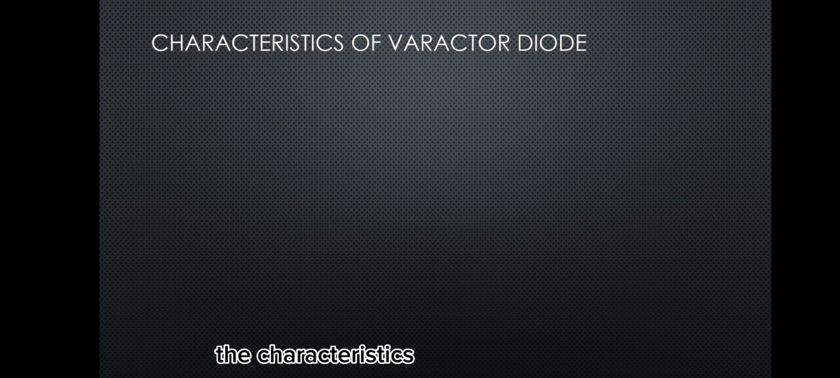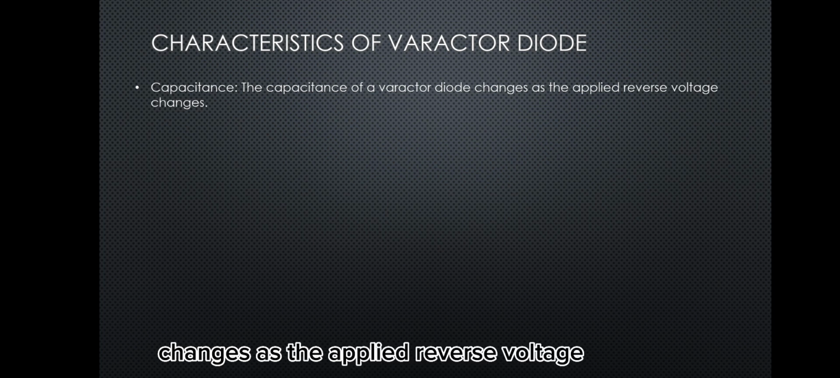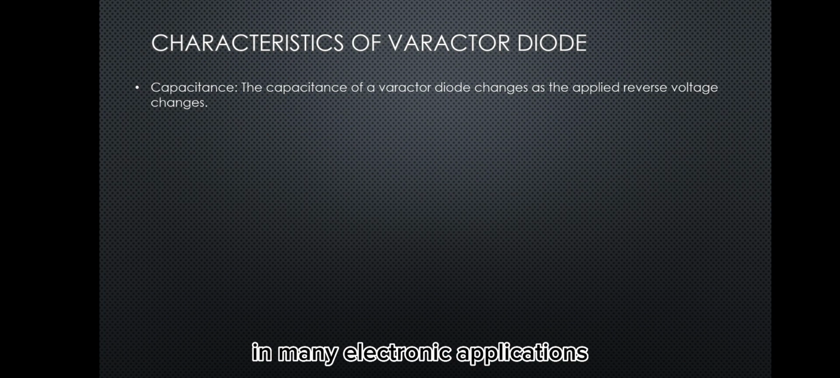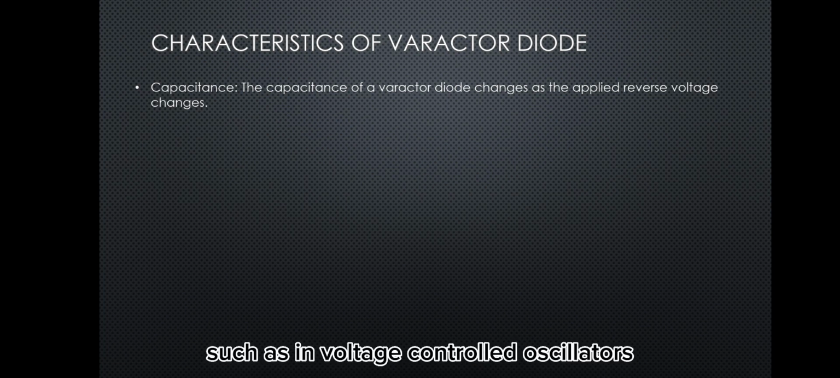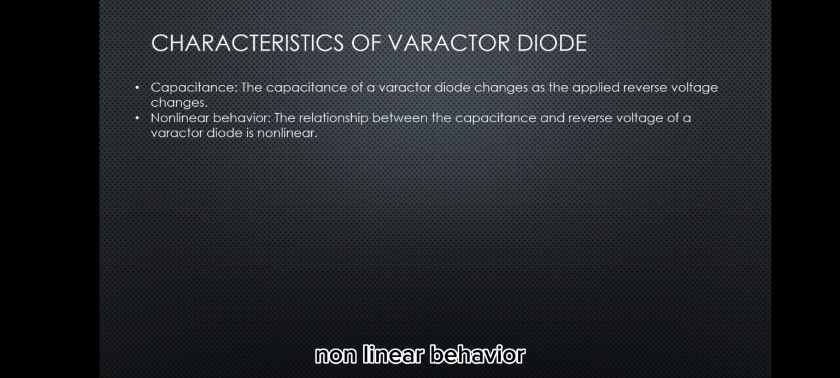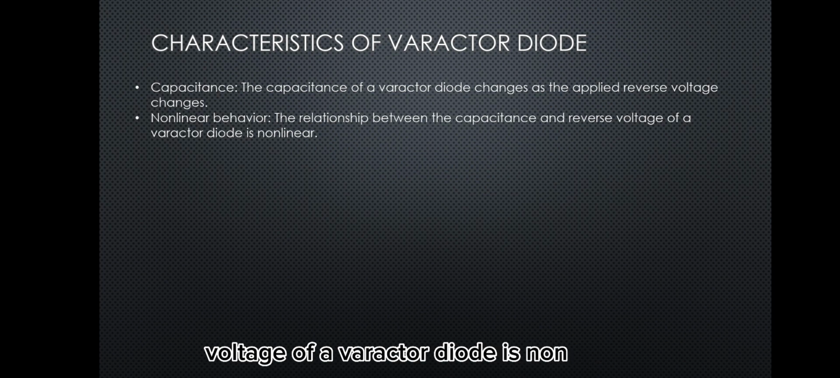Now I will explain the characteristics of a Varactor diode. Firstly, capacitance. The capacitance of a Varactor diode changes as the applied reverse voltage changes. This change in capacitance makes it useful in many electronic applications such as in voltage controlled oscillators, frequency synthesizers and phase-locked loops.